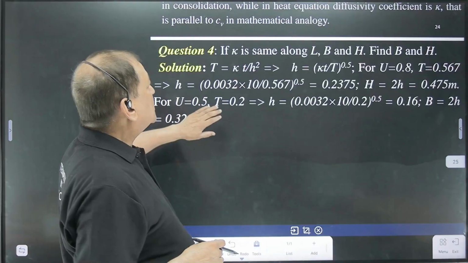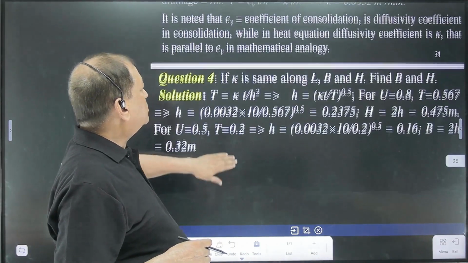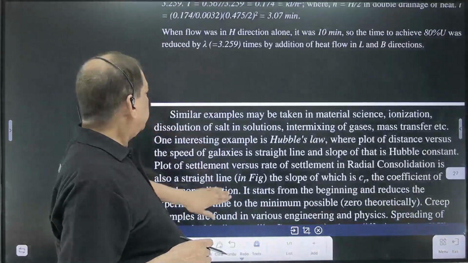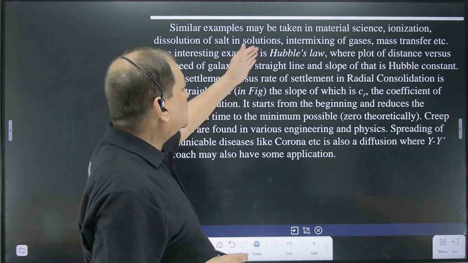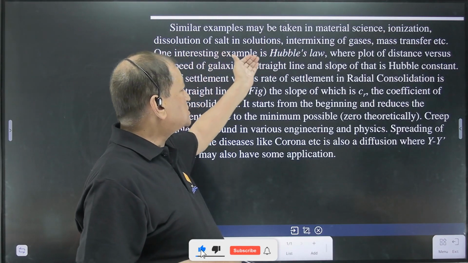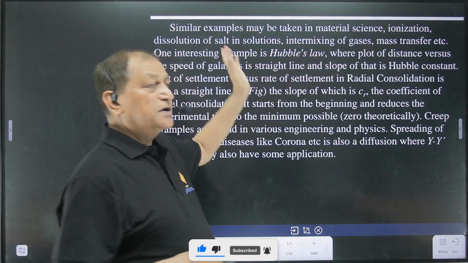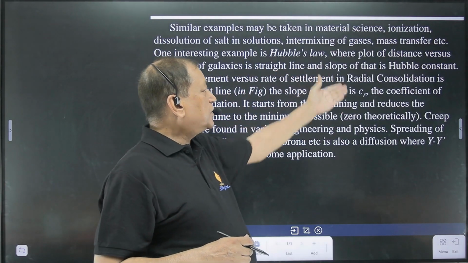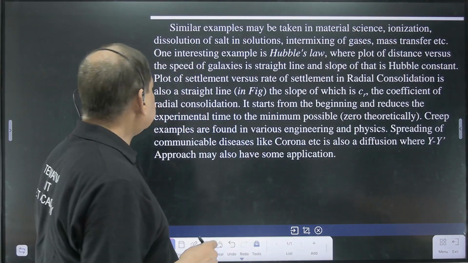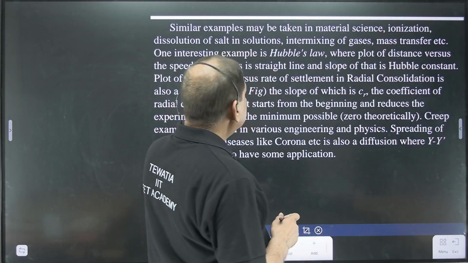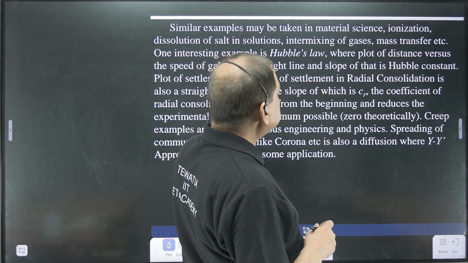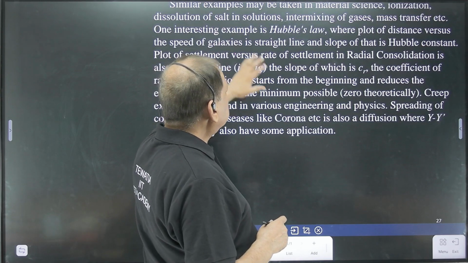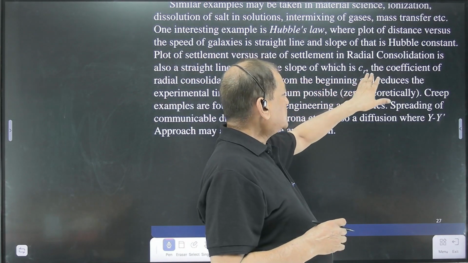So some more examples, I would expect you to go through all this, and in the next lecture we shall discuss them in detail. Similar examples can be taken in material science, ionization, dissolution of salt in solutions, intermixing of gases, mass transfer, astronomy, cosmology, etc. One interesting example is Hubble's law, where the plot of distance versus speed of galaxies is a straight line and the slope of that is the Hubble constant. The plot of settlement versus rate of settlement in radial consolidation is also a straight line. It is shown in the figure above, the slope of which is CR, the coefficient of radial consolidation.